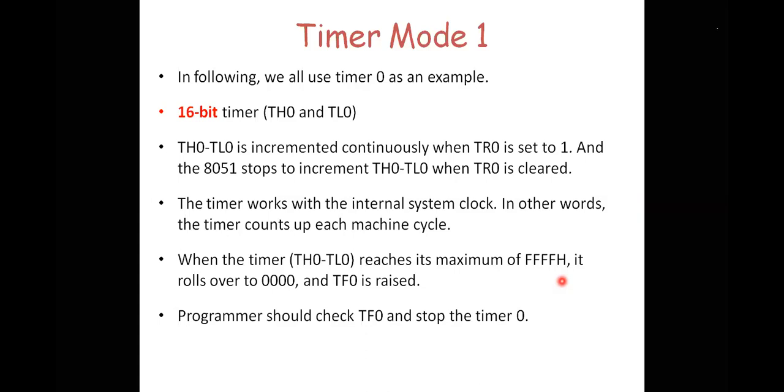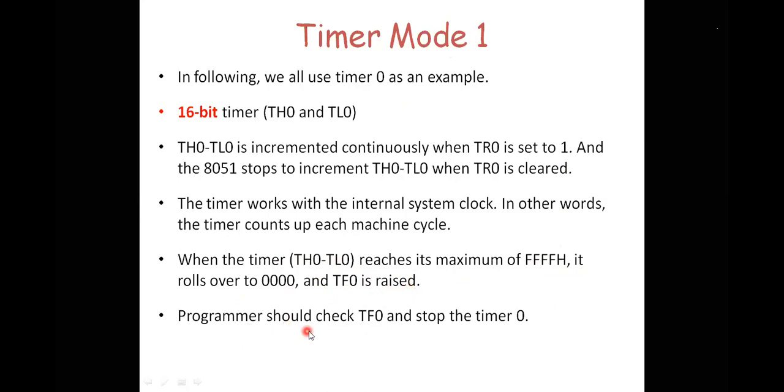The timer works on the internal system clock. In other words, a timer counts up each machine cycle. So when TH0 and TL0 reach the maximum value, what is the maximum value in mode 1? FFFF. It rolls over to the initial value. What is the initial value? 0000. So when it rolls over from the maximum value to the initial value, what happens? TF0 will be raised. So the timer overflow flag bit will be raised.